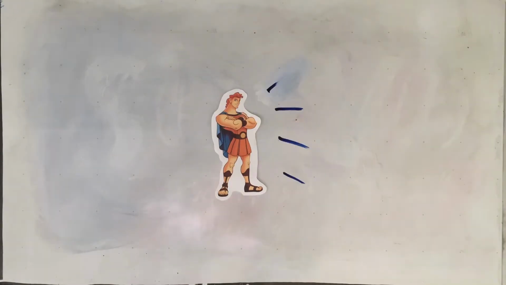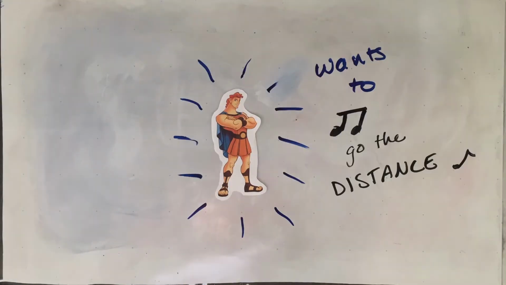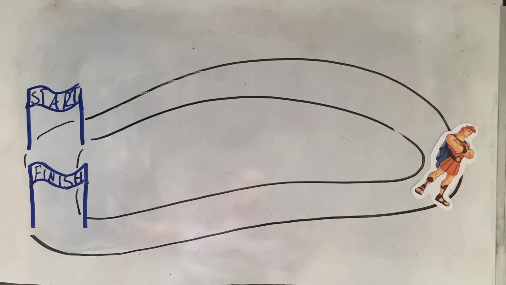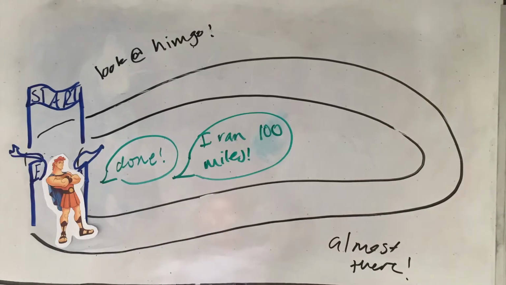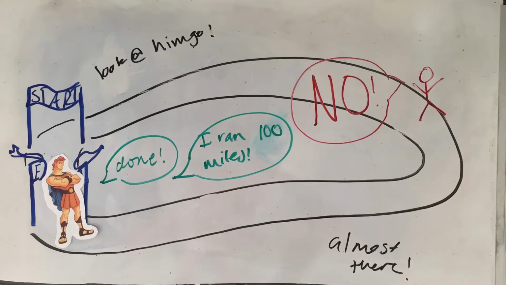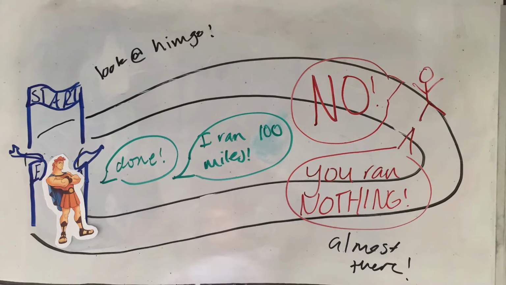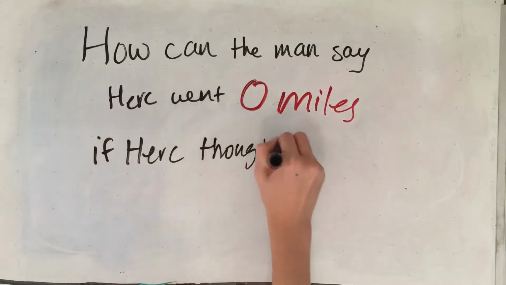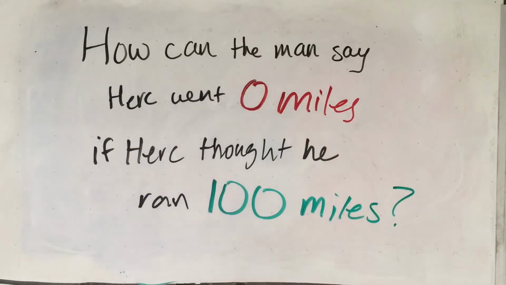Now, here's a man named Hercules who just wants to go the distance. He enters into a race and runs 50 miles to one end of the track and 50 miles back. When he is done, he claims that he has run 100 miles. But another man calls him out and tells him that he hasn't changed his position at all. How can the man say Herc went 0 miles if Herc thought he ran 100 miles?